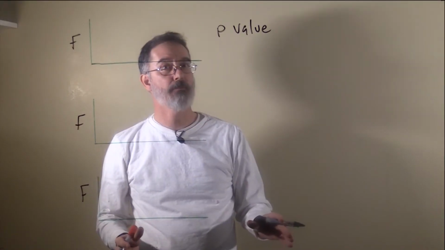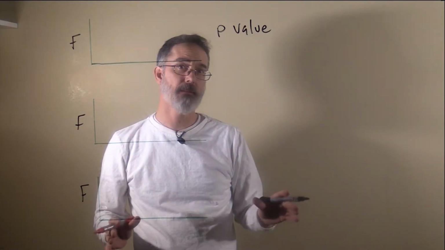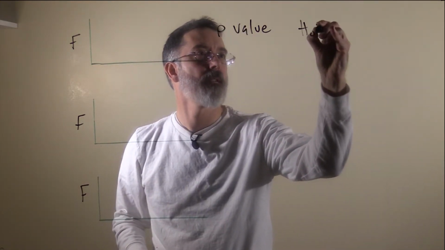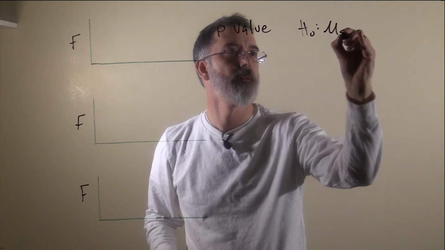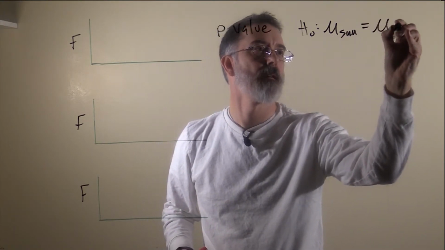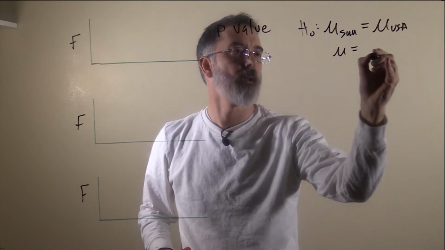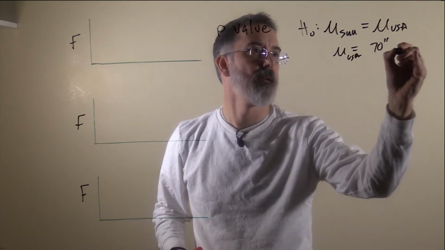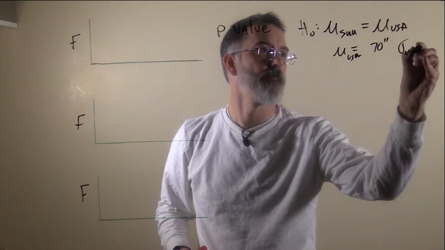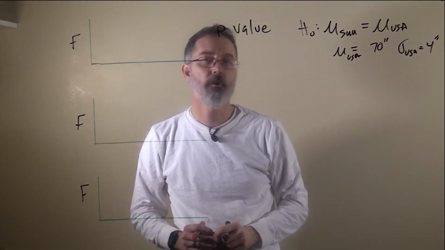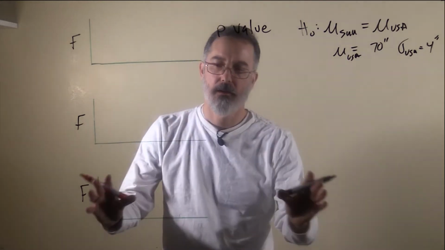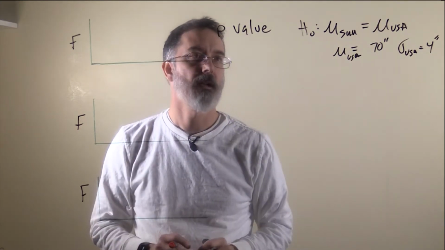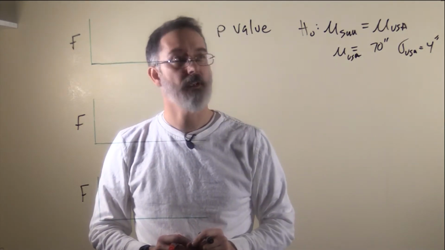To illustrate how p-values work, we're going to use the same scenario that we just used for the z-test. So our null hypothesis is that SUU men are as tall as American men, and we know that American men are on average 70 inches tall, and the standard deviation of American men is 4 inches. And what we'll do is we'll go through some different observed samples, and we'll talk about how they have different p-values and how that influences the decisions you would make about whether or not you reject the null hypothesis.